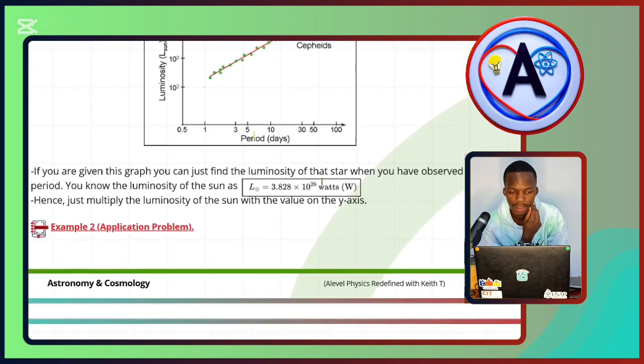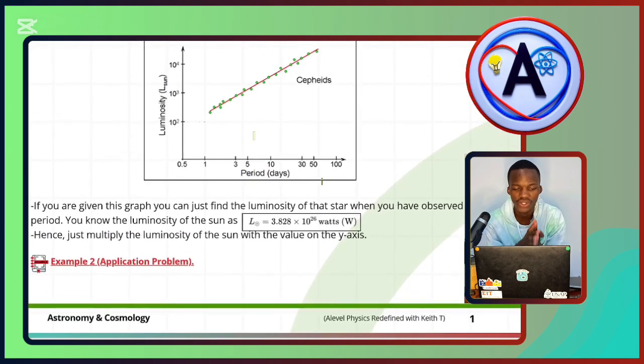Okay, so if you're given this graph, if you know the luminosity of the sun, 3.828 times 10 to the power of 26, you just multiply that with a value on the y-axis, voila, you have the luminosity at that particular period.